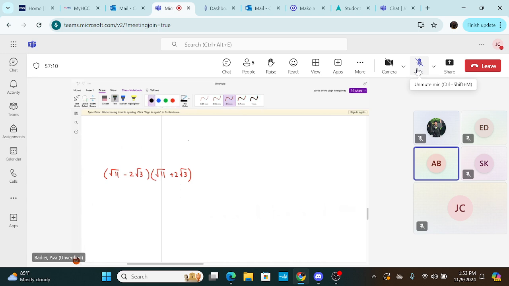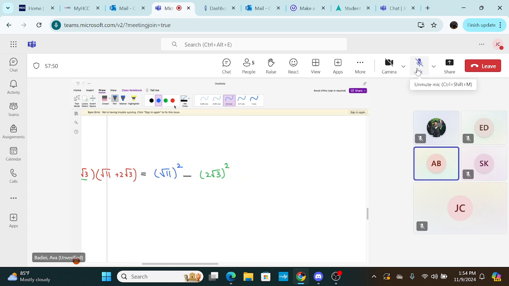For multiplying conjugates, we always say the first term squared minus the second term squared. So our first term is the square root of 11. And this is you using the formula we're supposed to use generally? Exactly. That's the formula for conjugates. So square root of 11 to a power of 2. The formula says there is always a minus here. And then your second term is squared. So your second term is going to be 2 square root of 3 squared.